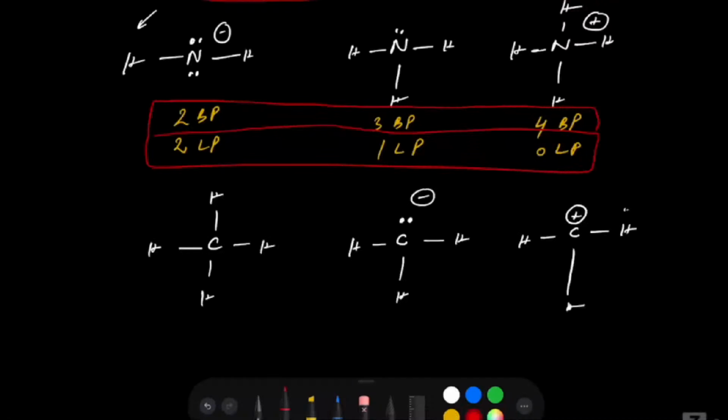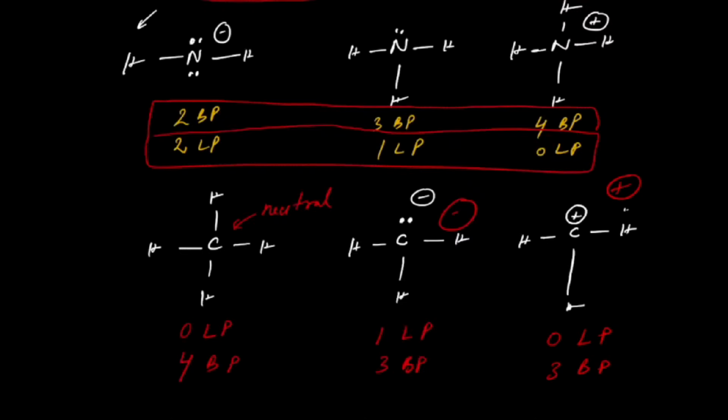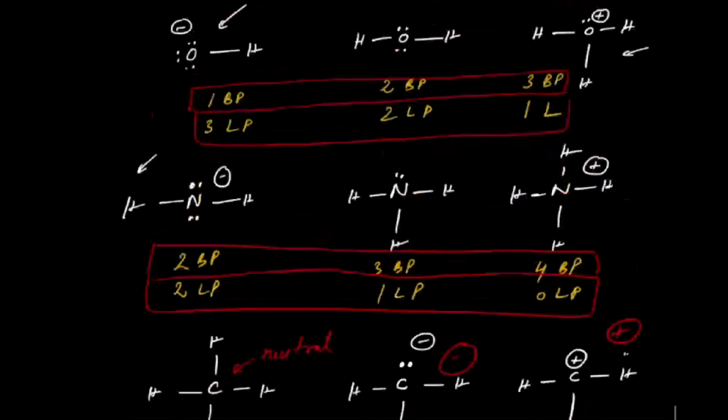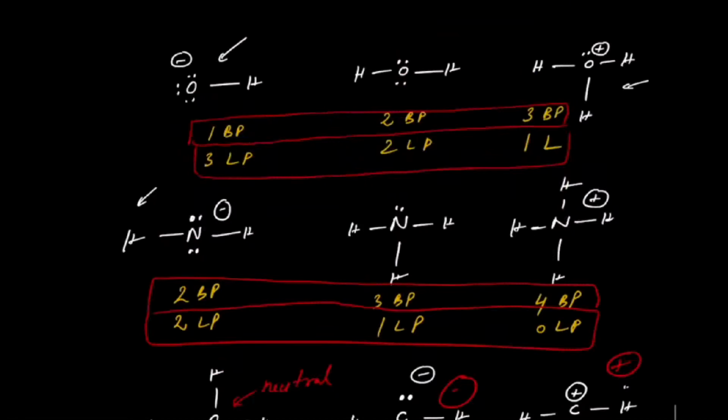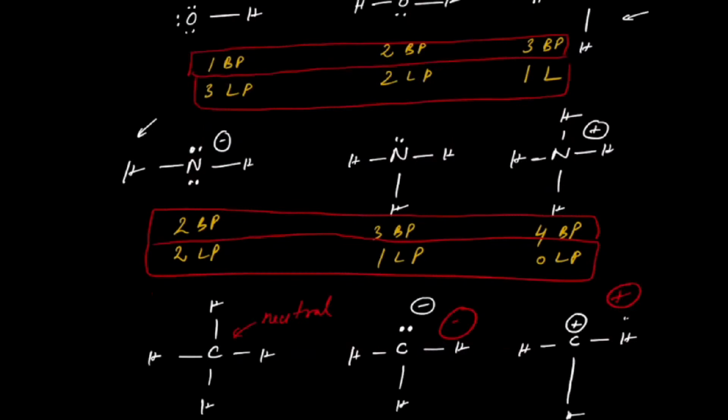So here just look at this. If it has zero lone pairs and four bond pairs, it is neutral. If it has one lone pair and three bond pairs, it is having negative charge. Whenever it has zero lone pairs but only three bond pairs, it has positive charge. So these structures you have to remember. These structures for oxygen, the structures for nitrogen, the structures for carbon.